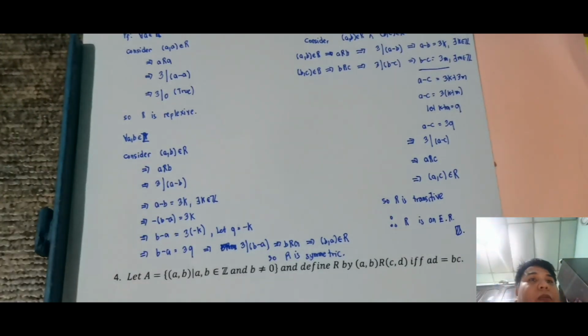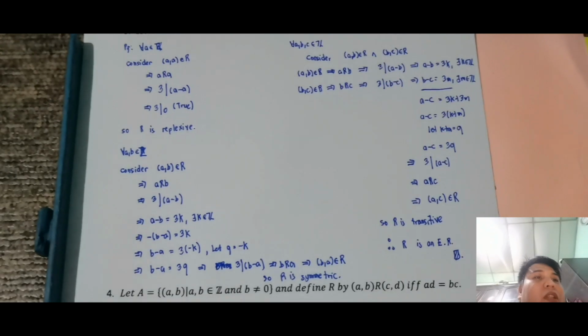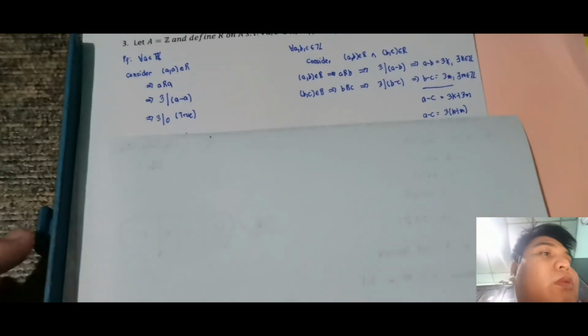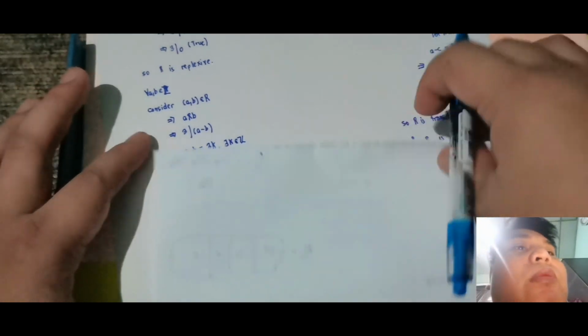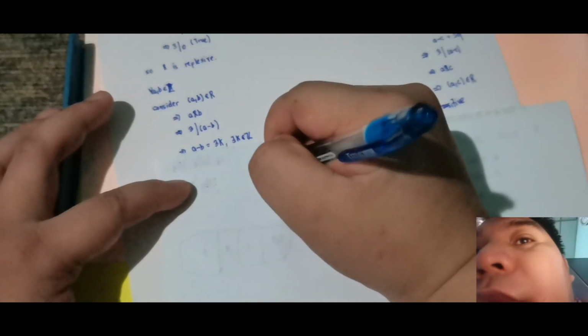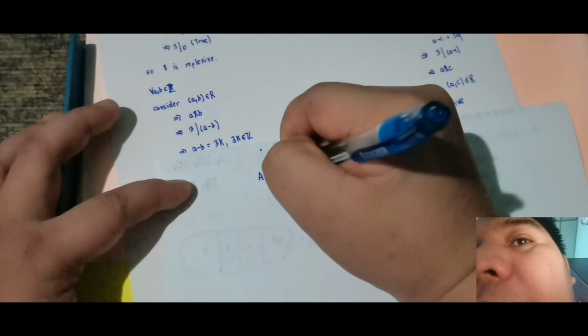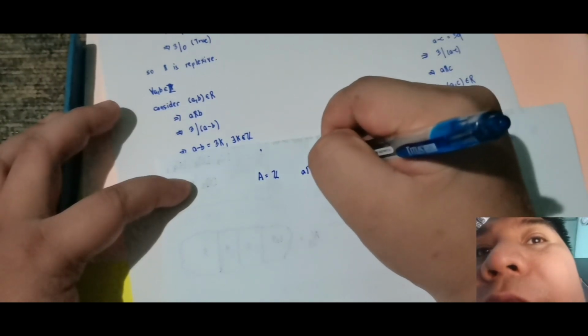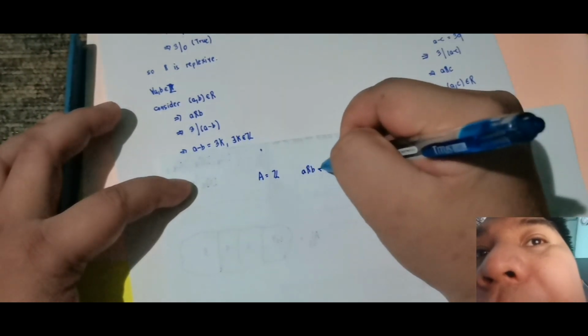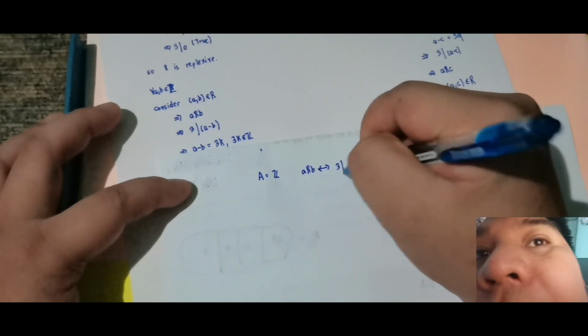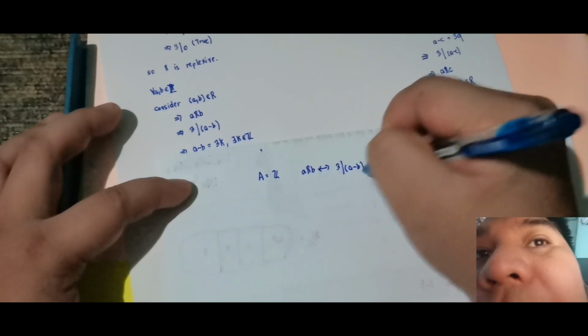So, pinapaprove ko muna na equivalence relation. Ngayon, ang goal natin, kunin natin yung kanyang partition. Kumuha lang ako ng scratch para ma-determine natin ang kanyang equivalence classes, kasi mahaba at hindi kasya. So, paano ba kunin ang equivalence classes? Lagay ko muna yung A. A is the set of integers. A is related to B if and only if 3 divides A minus B.